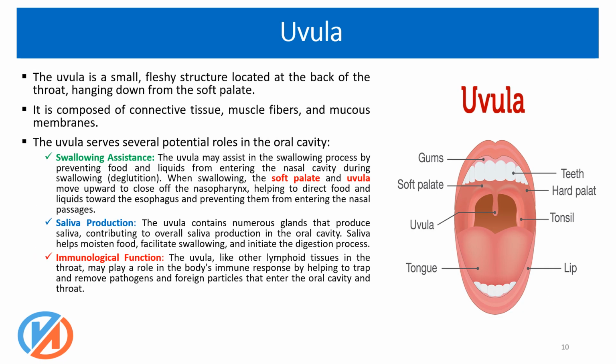The next part is the uvula. The uvula is the small fleshy structure located at the back of the throat, hanging down from the soft palate. And it is composed of connective tissue, muscle fiber, and mucosal membranes. The uvula serves several potential roles in the oral cavity. This includes that it assists swallowing, it also produces saliva, and it has some immunological functions.